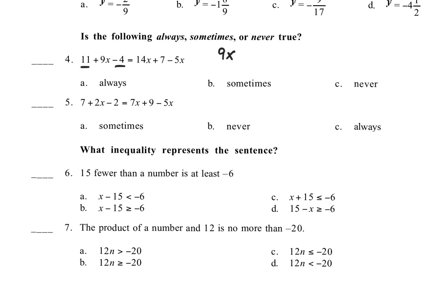So on the left-hand side, we have 9x, and then 11 minus 4 would be 7. 9x plus 7. On the right-hand side, we have 14x minus 5x, which is 9x plus 7. And immediately when we do that, what we notice is both sides of the equation are the same, right?